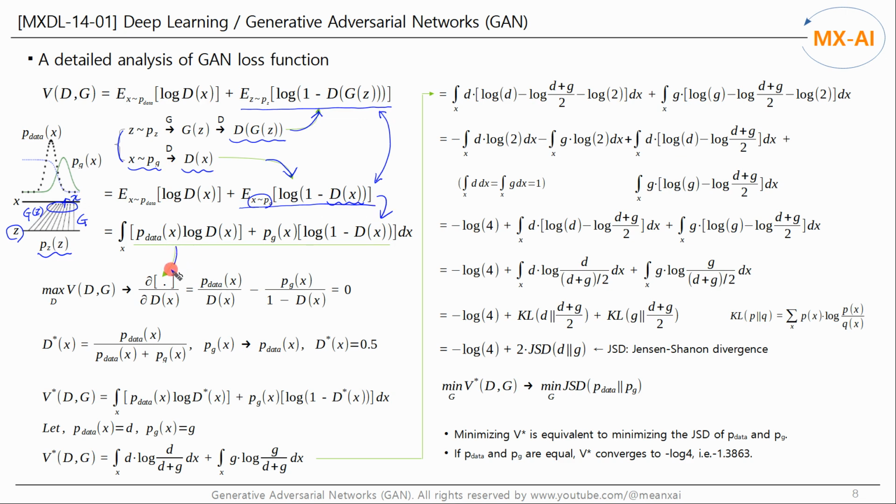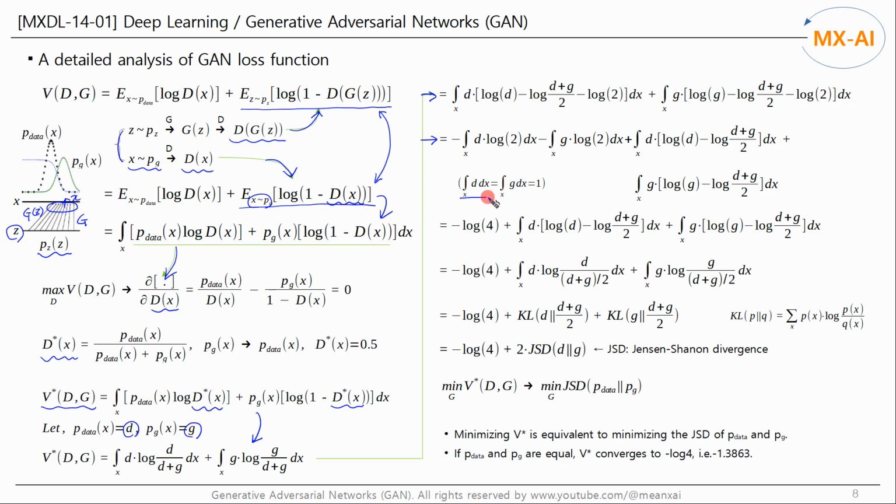Fixing G and differentiating this equation with respect to D of x, we get the following. Then the optimal discriminator D is as follows. Next, we substitute D star into the original loss function to find the optimal G. To simplify notation, let d be p data and g be pg. Then, this equation can be written as follows. And rearranging this equation gives us the following equations.